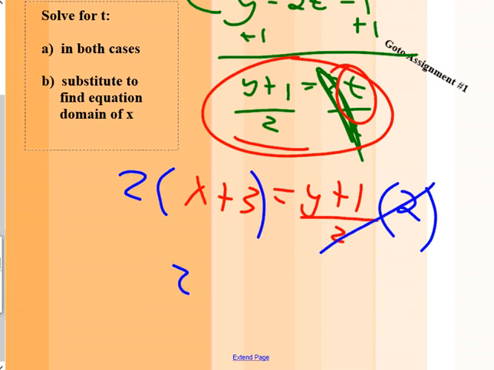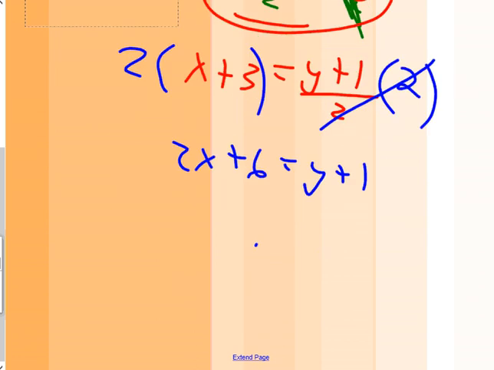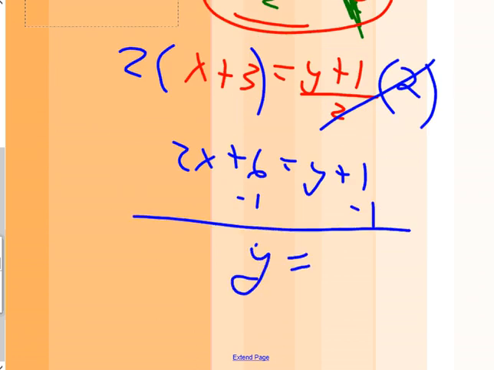And then you get 2x plus 6 equals y plus 1, and then you subtract 1 from both sides. And you've got y alone. y is equal to 2x plus 5. But you're going to be all satisfied with yourself, like, hey, that wasn't that hard. And then you're hopefully going to remember one more thing, because this would not exactly replicate that parametric set.